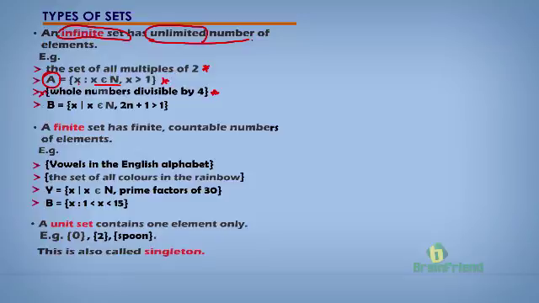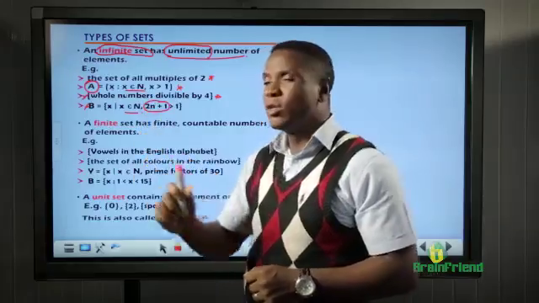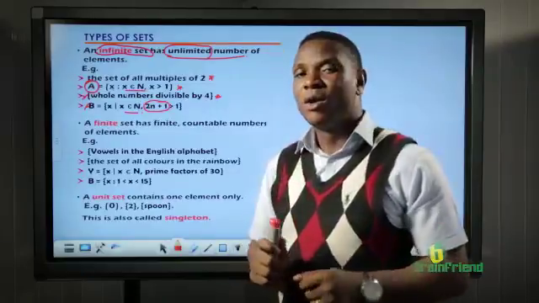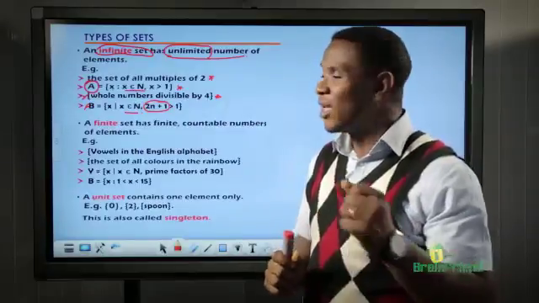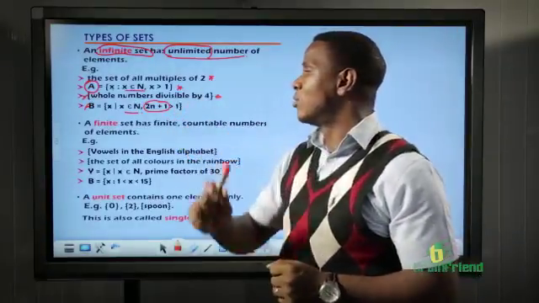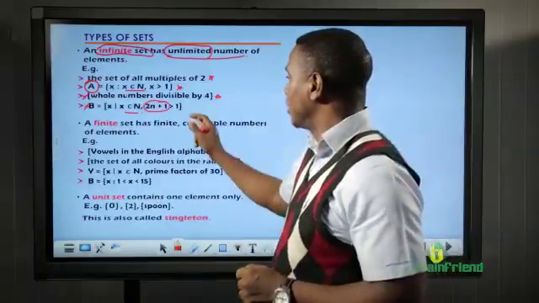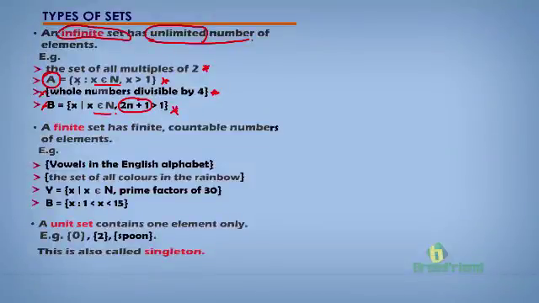Let's take this last example here. The set B, which is the set of all x such that x is an element of N, being natural numbers, and 2n plus 1 is greater than 1. Of course, this refers to an odd number. It means that the set is the set of all odd natural numbers greater than 1. All odd numbers that are natural numbers greater than 1. Of course, once again, we cannot do a count. They are uncountable or unlimited. And that's why we refer to them as infinite sets.